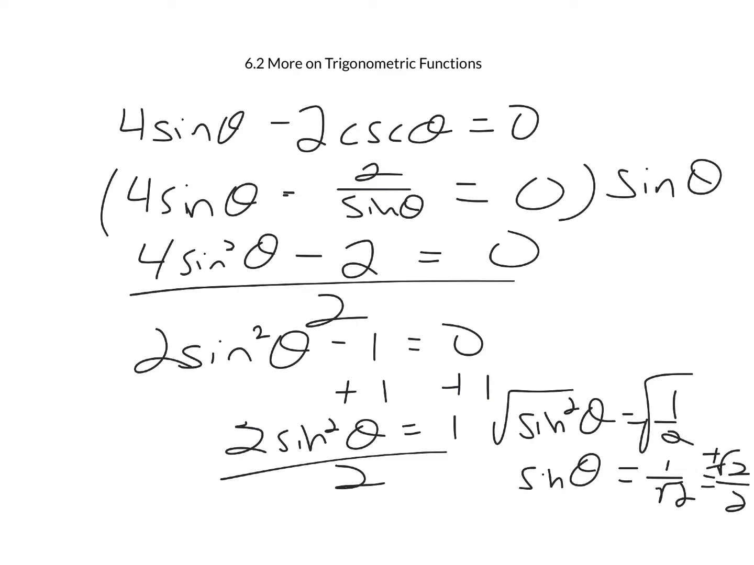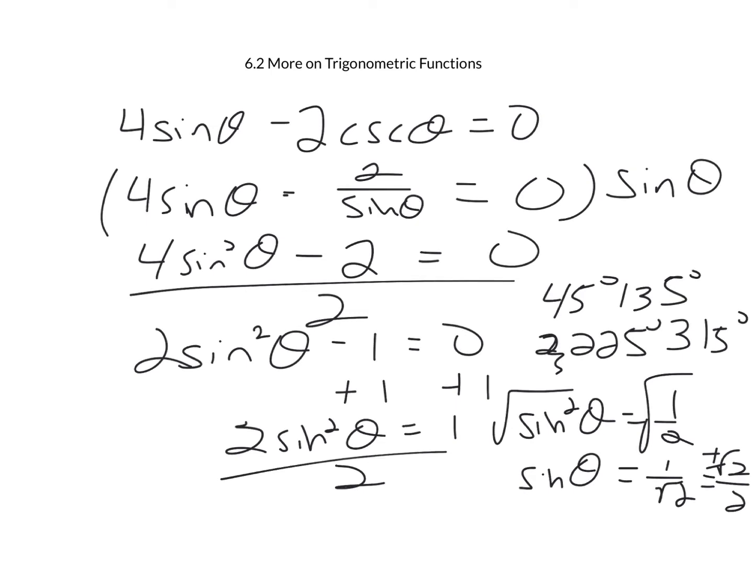So find all the values on your unit circle where sine theta would be equal to plus or minus root 2 over 2. And that would be 45 degrees, 135 degrees, 225 degrees, and 315 degrees. Yeah, those are your 4 possible answers if we were doing between 0 and 360 degrees. 0 to 2 pi would be the same process.